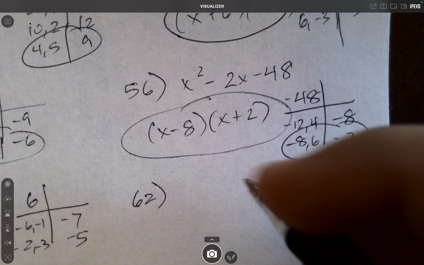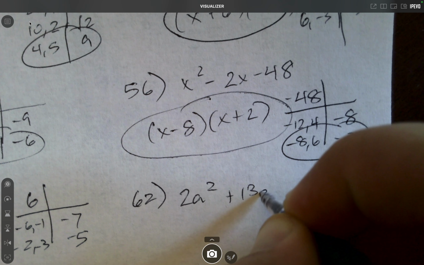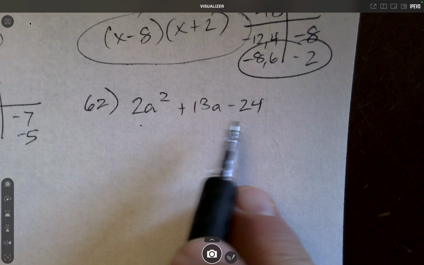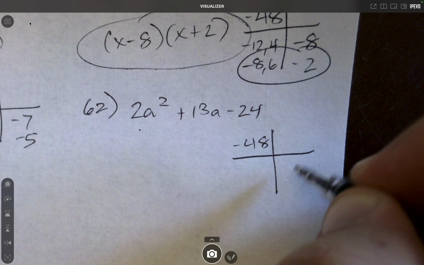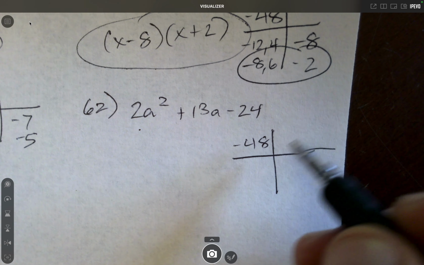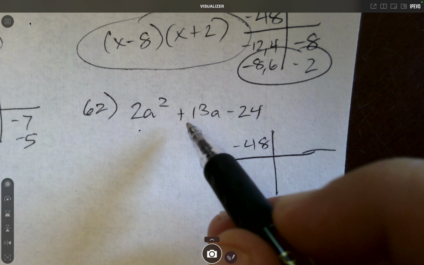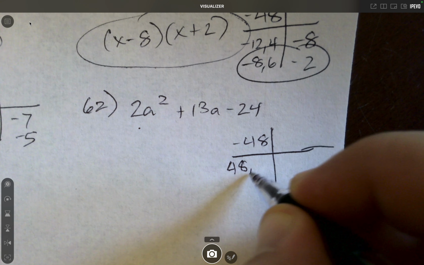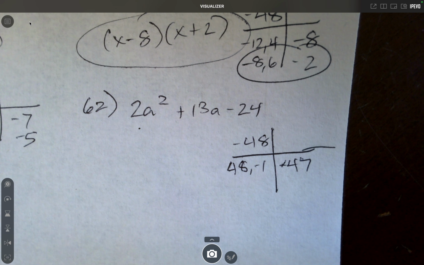Okay, 62. 2a squared plus 13a minus 24. 2 times negative 24 is negative 48. So since it's negative, we need a positive and a negative. And we want the bigger one to be positive because that's a positive right there. So I try positive 48, negative 1. That adds up to positive 47. No good.